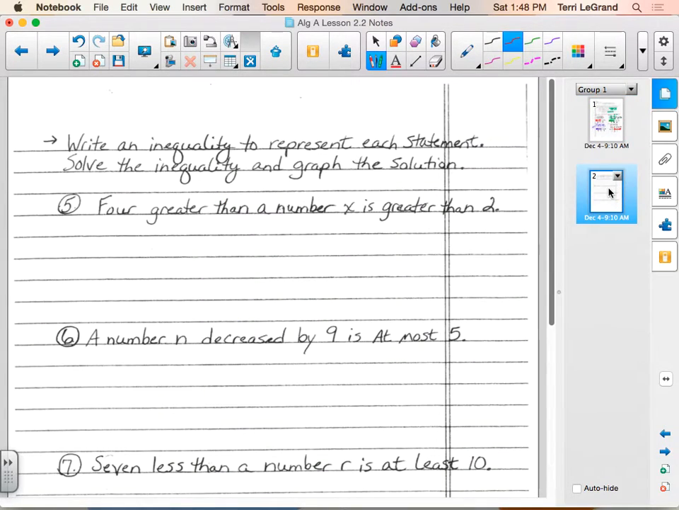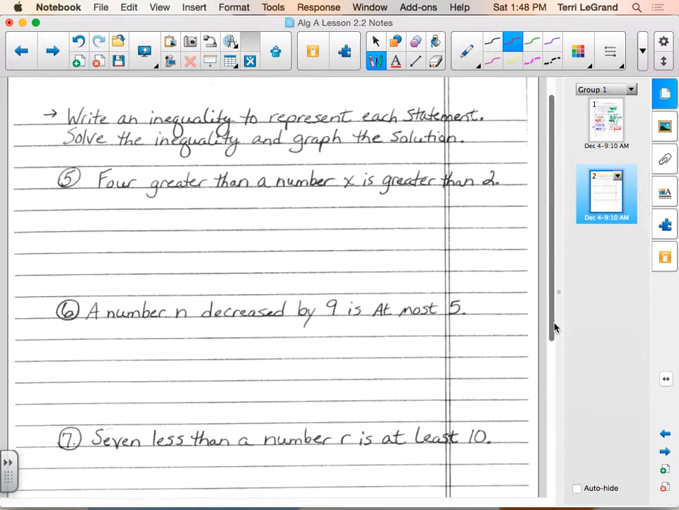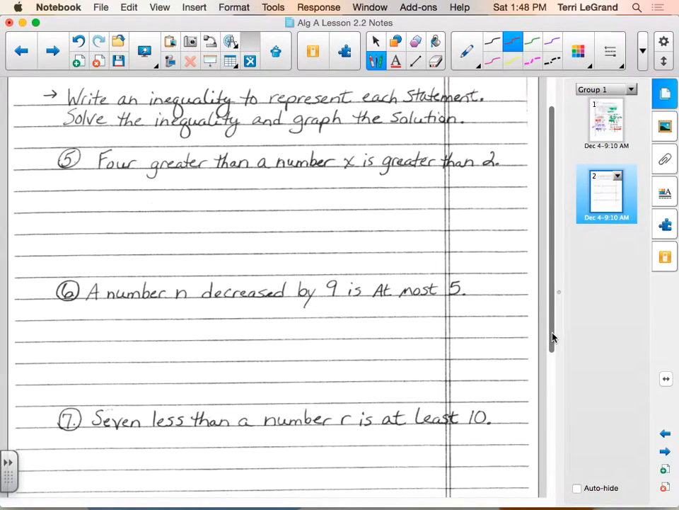Okay, let's go to the back side. Now we're going to write an inequality to represent each statement. Then we're going to solve it and graph it. So number 5, 4 greater than a number x is greater than 2. Okay, so we're going to need to take this and write an algebraic inequality for it. So we need 4. We can represent that with the number 4.